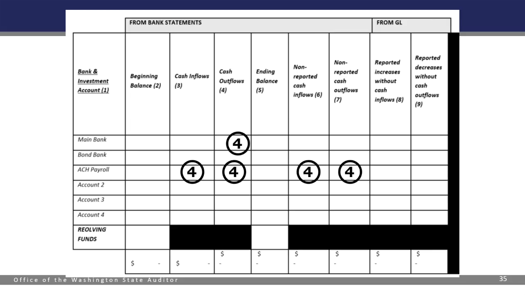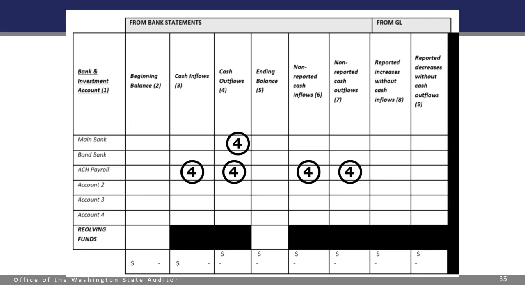Since the payroll expense is already hitting the statements from the main bank account, we have to reconcile out the deposit and disbursement activity in the ACH account, so basically it doesn't hit the statements. So where we outflow, we transfer money from our main account into our ACH payroll account, and then we actually spend it, we disperse it to our employees in column 4 of that ACH payroll account.